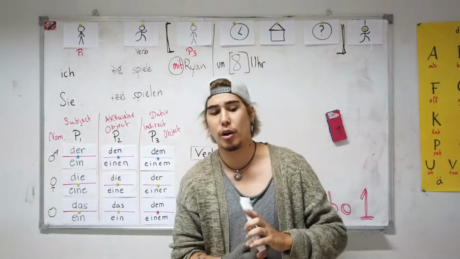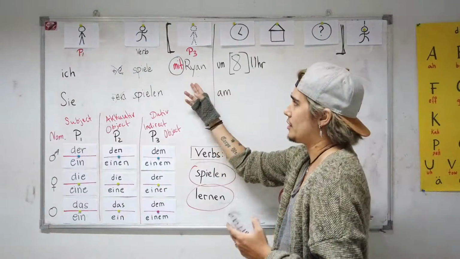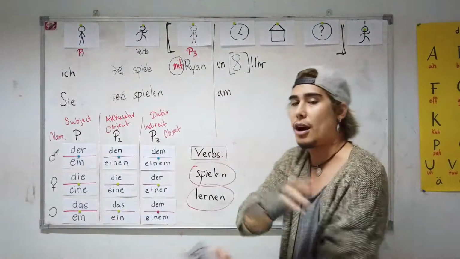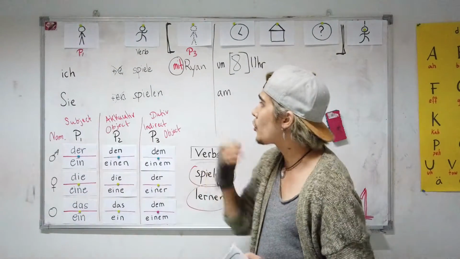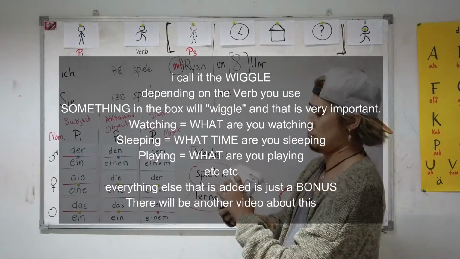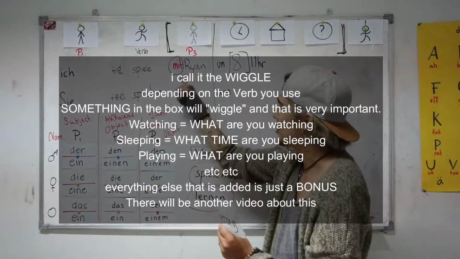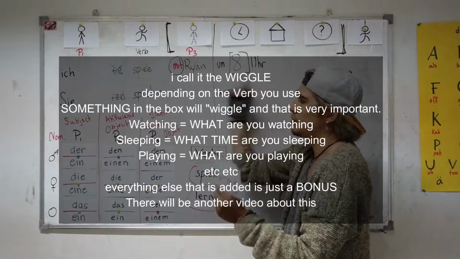Okay? Now, for those who are wondering, why am I saying with Ryan first instead of the time? You see this box? Anything in the box can be jumbled up. Alright? The categories can switch. So I can easily say, ich spiele am Sonntag mit Ryan. Ich spiele am Sonntag 8 Uhr mit Ryan.